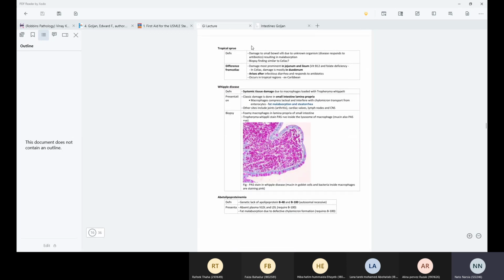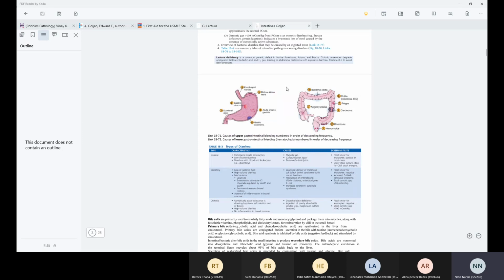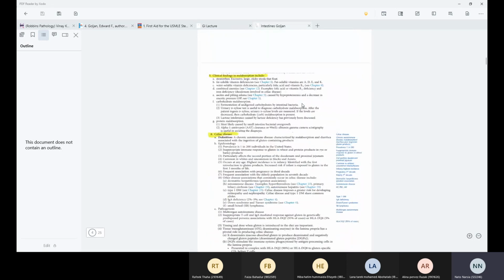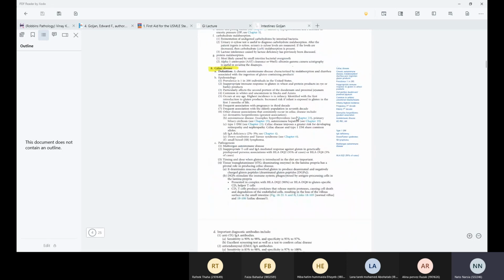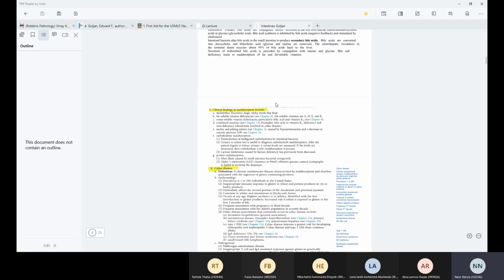Guys, please read tropical sprue and Whipple disease. They are important. Definitely you will have these questions, short questions and long questions. Morphologically, you need to make a differential diagnosis, and location as well: jejunum, ileum. I will send it to you, but please prepare from Goljan. Goljan is very, very important. You have much necessary information here.